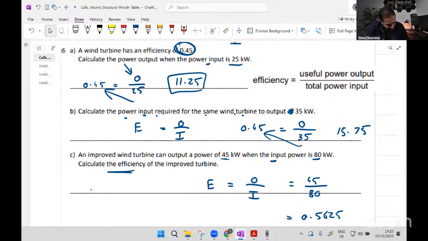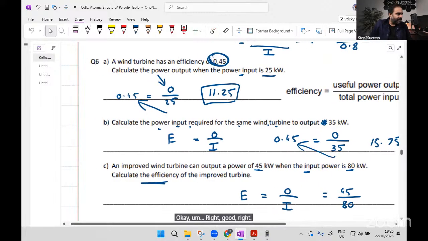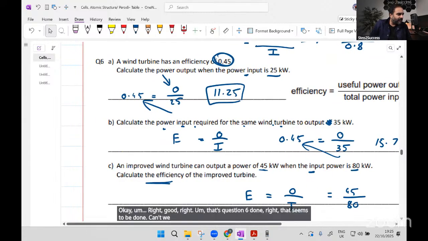Is that better than it was before? Yes, it is. Okay. Right, good. That's question 6 done. Right, that seems to be done. Let me go back to where I was. 6 and 7. Yeah, 7.